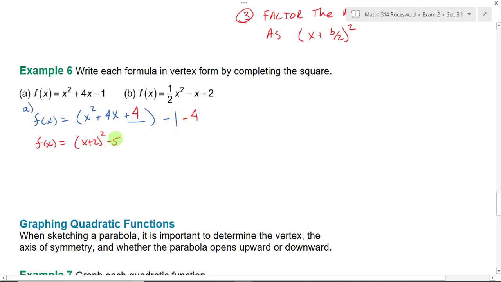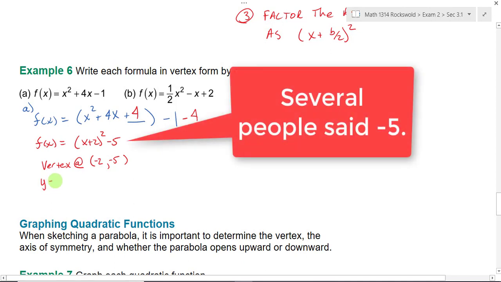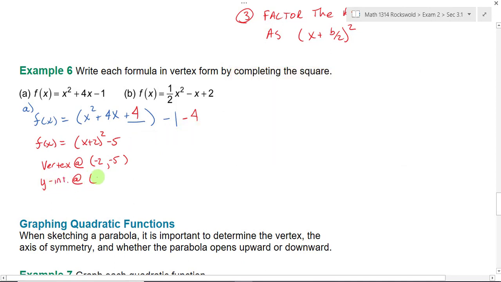like terms, minus 5. So my vertex here is going to be where? At what point? Negative 2, negative 5. What's my x-intercept? I'm sorry, my y-intercept. The y-intercept's at the point 0, negative 1. You get the y-intercept from the original function in the general form. See, if I were to plug in a 0 right here for x, that would give me 2 squared. 2 squared is 4. 4 minus 5 is negative 1.